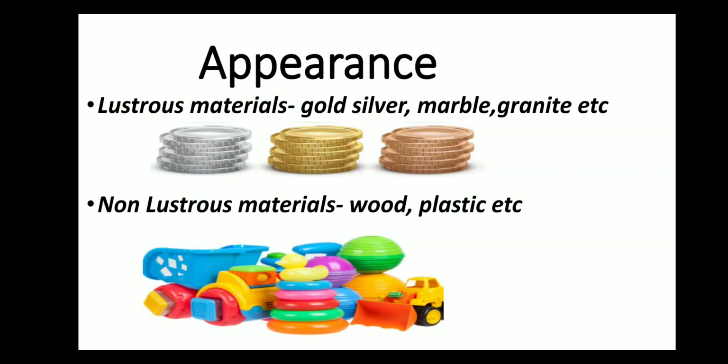So first, let's discuss about appearance. Okay? So some materials are lustrous. They shine when they are polished. Like gold, silver, marble, granite, they are lustrous material. Okay? And some materials are non-lustrous, means they do not shine when they are polished, like wood, plastic, etc. Okay?